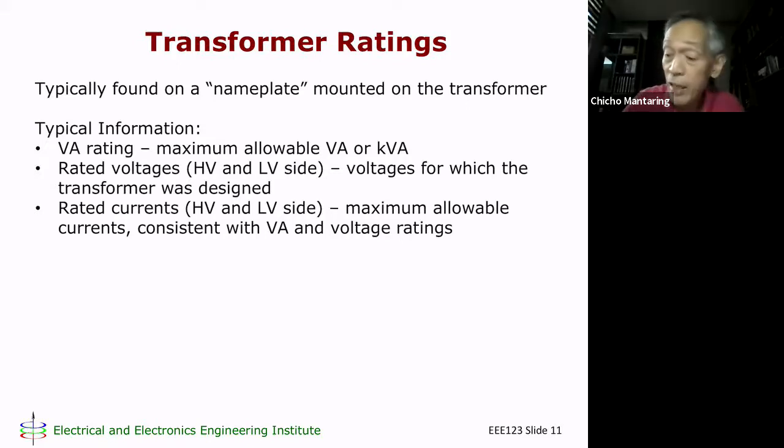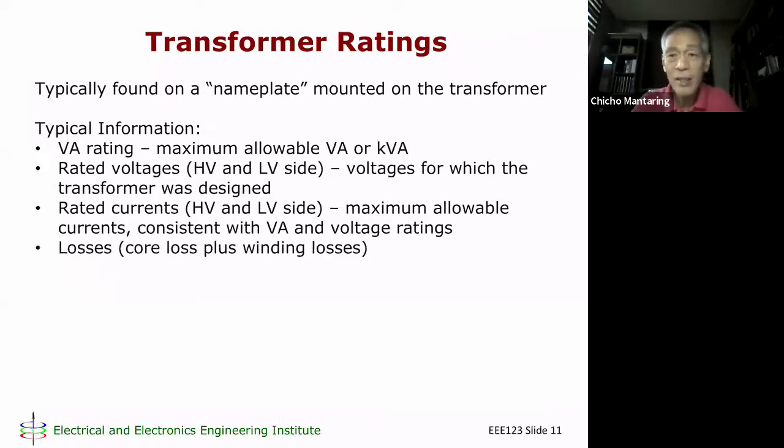Now, sometimes it's not the volt ampere that is specified, but the kilowatt. So what's the difference between volt amperes and kilowatt? You should know, no? Watts, rather, not kilowatts. Watts is volt amperes times power factor. So that's the only difference. So dapat alam na niyo yan.